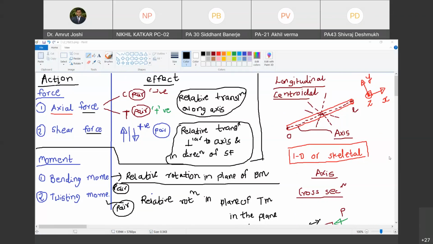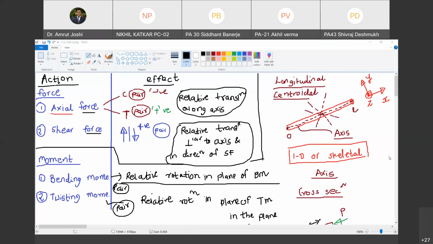What is the effect of moment? Overall there can be a rigid body rotation or there can be relative rotation. When it comes to bending moment and twisting moment, these are pairs of moments. These are not isolated moments, they are pairs of moments: one across the cross section, one along the cross section.